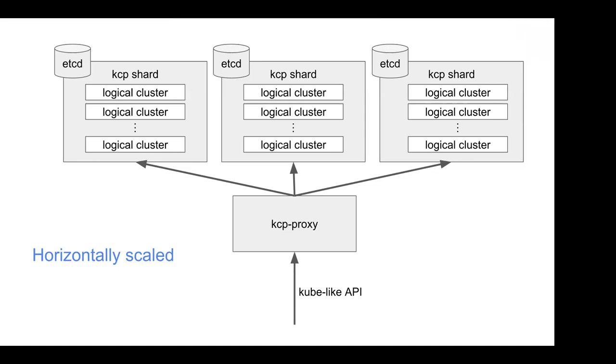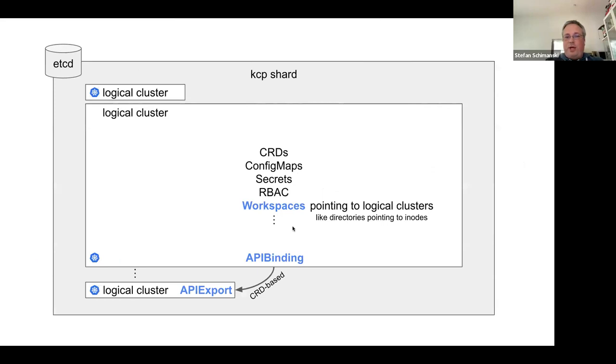Thanks. Okay. So horizontal scaling is one idea. And again, the KCP proxy is in front. So we also call it a front proxy for KCP. The proxy knows where to route traffic. Like when you use kubectl and you want to access logical cluster ABC, the KCP proxy will know where to route the traffic, for example, to the left chart. And then it's just kube API traffic which is going through the channel there.